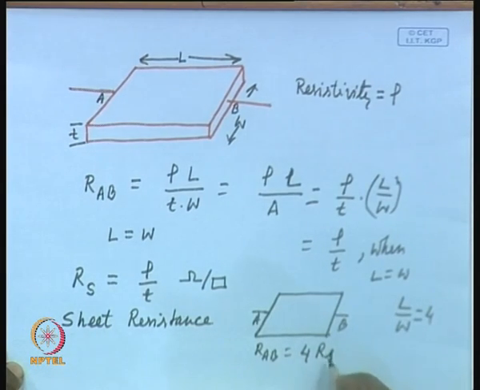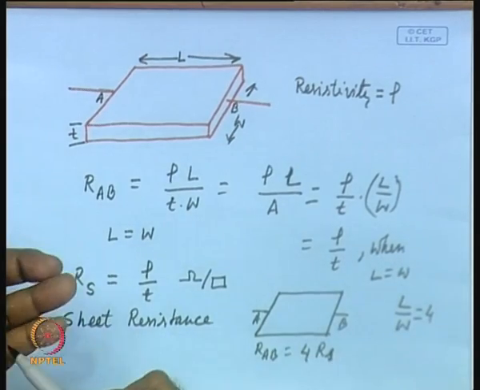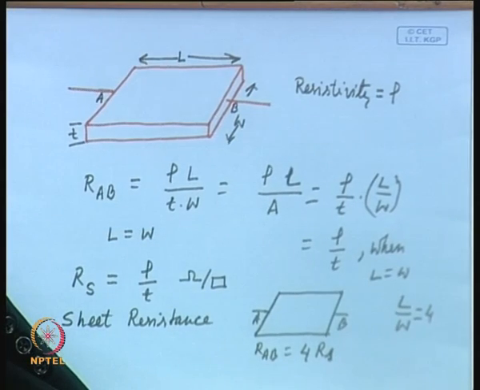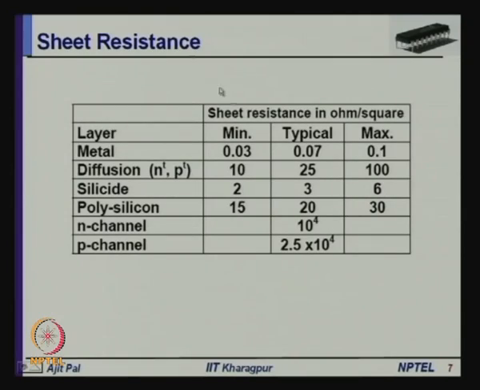So, you can see we can express the resistance of that particular layer in terms of the sheet resistance, if we know the length and width of the device of a particular material. In terms of this sheet resistance, we can calculate the resistance of a conducting material, and these are the typical values of sheet resistance for different conducting materials which are used for the realization of MOS transistors.